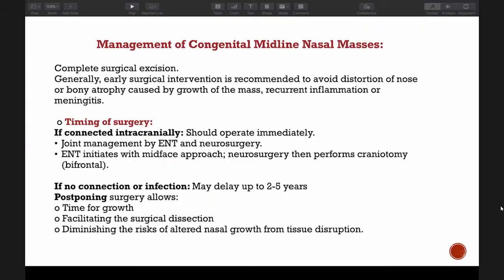For management, we should do a complete surgical excision. Early surgical intervention is recommended if the patients have recurrent infections, and also to avoid distortion of the nose or facial anatomy. The timing depends on whether it is connected intracranially or not. If it is connected intracranially, it should be operated on as soon as possible to prevent the risk of infection, with a combined approach by ENT and neurosurgery. If not connected, we can delay the surgery up to 2 to 5 years to allow the patient time for growth and to facilitate the surgical dissection.